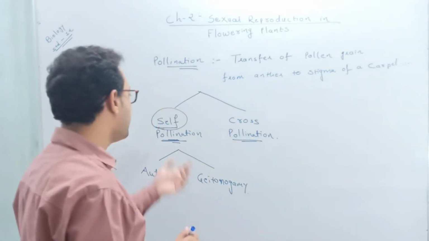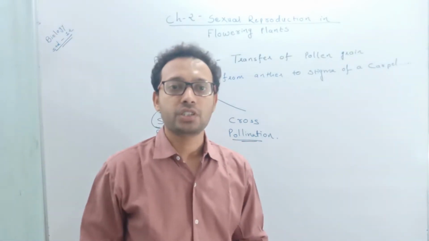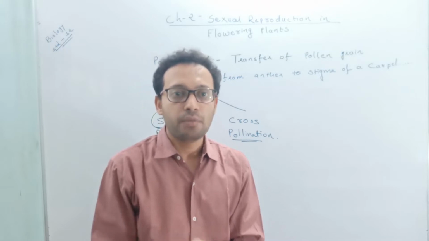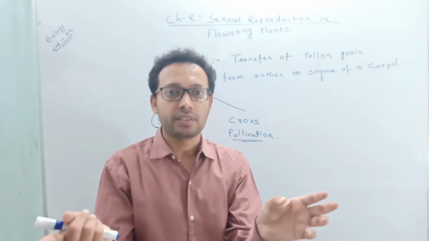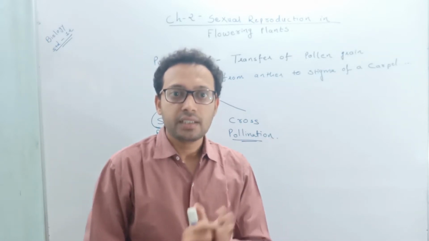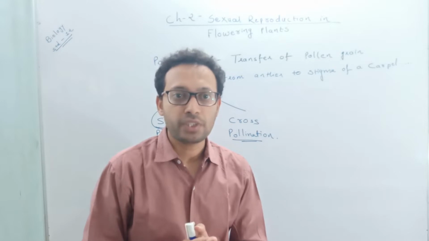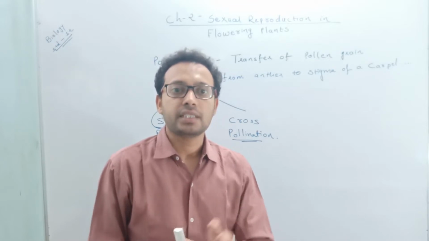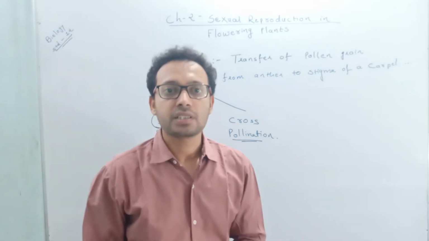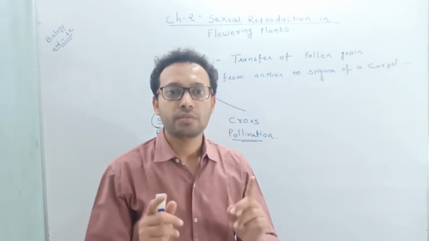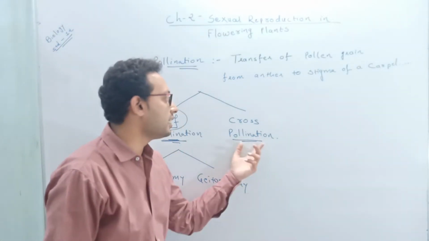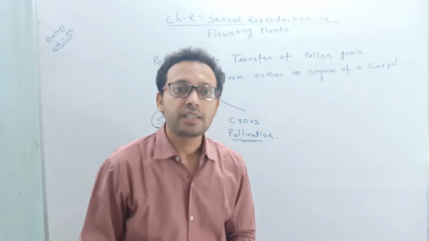So there is a difference between self-pollination and cross-pollination. In self-pollination, a pollen grain is transferred from a flower to another flower of the same plant. And what is called cross-pollination? It is a transfer of pollen grain from a flower to another flower of a different plant. In the first case, the plant is the same. In the second case, it is a different plant.